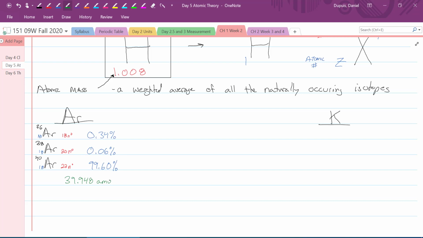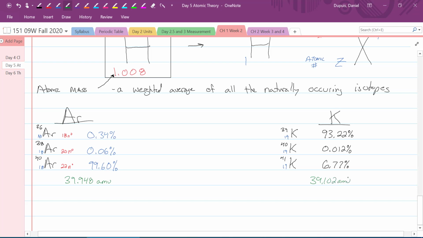Potassium: we've got three isotopes of potassium. We've got 39K, 40K, and 41K. Each potassium has 19 protons: 19, 19, and 19. But there are three isotopes. 93.22% of all potassium is 39. There is 0.012% that are 40, and 6.77% that are 41. So overall, we know it's 39.102 AMU, which is closest to 39 because that's where the most abundant one is. That kind of makes sense.